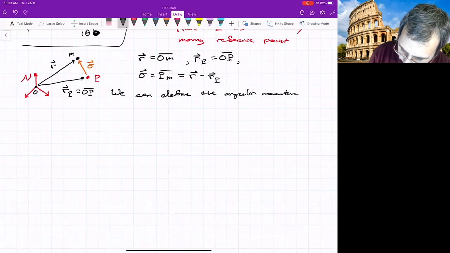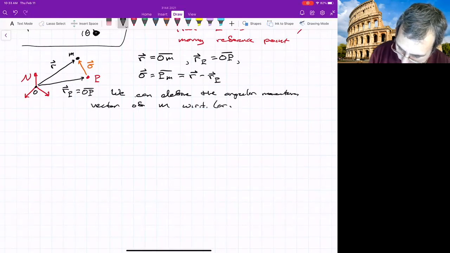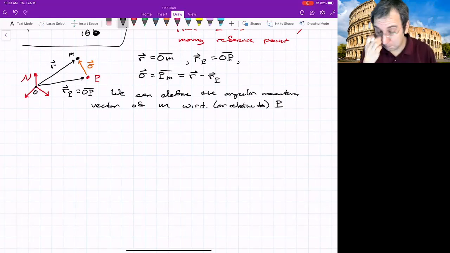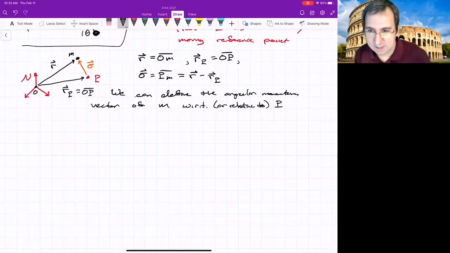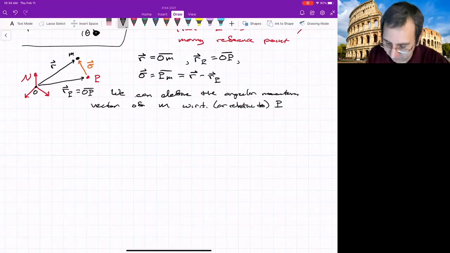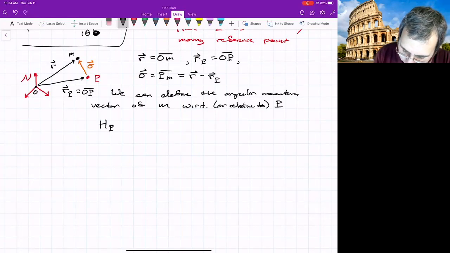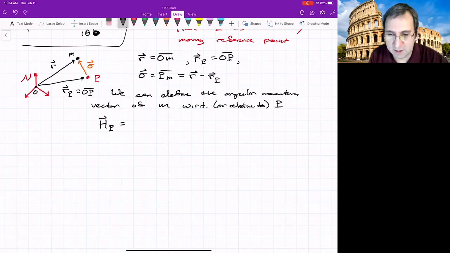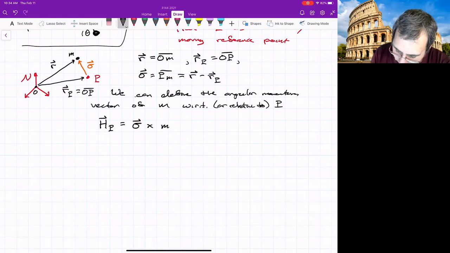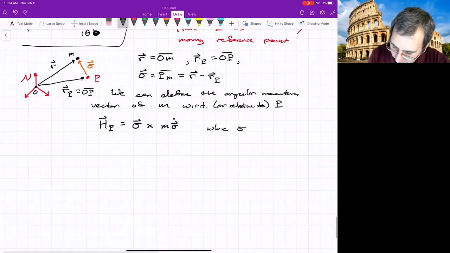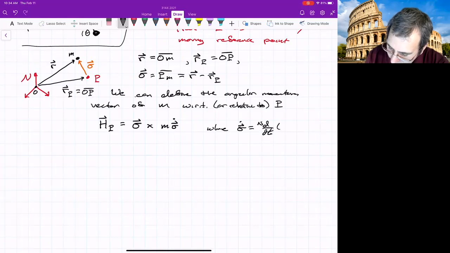So this is the angular momentum vector of M with respect to or relative to P, or about P. There's different ways that people say it and write it, but it's all the same concept. So we'll write H_P. So this will be the angular momentum of that point M, but with the reference point P now. This will be the vector describing where M is with respect to P cross M sigma dot, where, as usual, if we write a vector with a dot over it, that means the inertial derivative of that vector sigma.